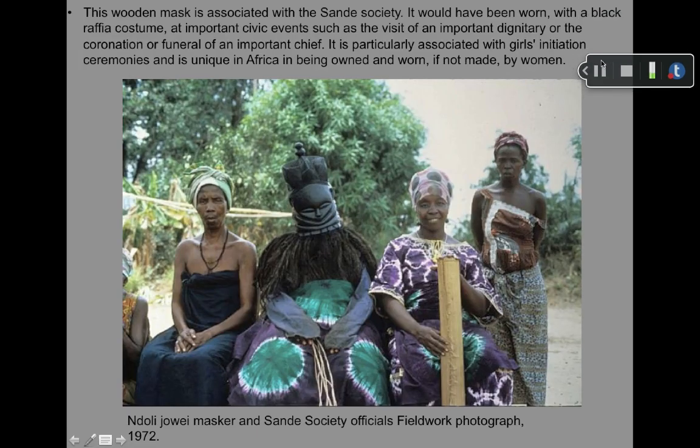So in terms of the art we're looking at, the wooden mask is associated with the Sande Society. You see it depicted here at the top of a much more elaborate costume. It would have been worn with a black raffia costume at important civic events. So this could be when important dignitaries are visiting or during the funeral of an important chief. It's particularly, however, associated with girls' initiation ceremonies and is unique in Africa in being owned and worn, if not made, by women. And so typically you have men who are making masks, but here you have women who are making and wearing the masks.